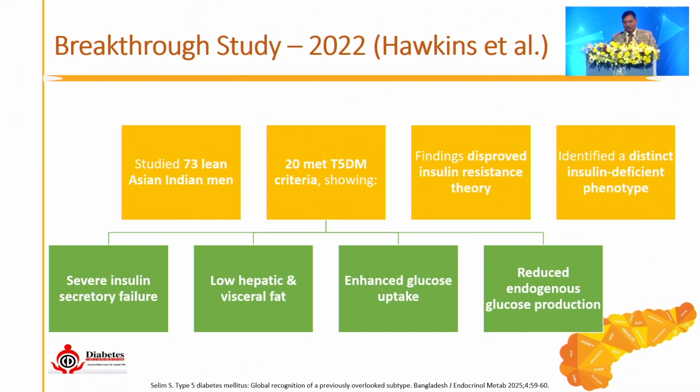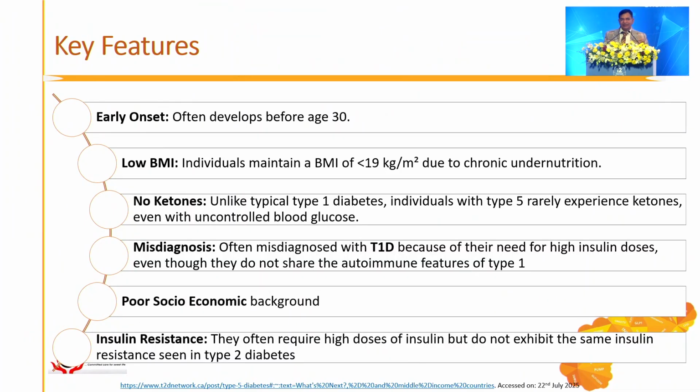This is again Hawkins' data, which looked at around 73 lean Asian studies, of which 20 met the type 5 criteria, disproving the insulin resistance theory. So there was no insulin resistance. They have severe secretory failure, the beta cell secretory failure. They have low hepatic and visceral fat, and that is why they are possibly ketosis resistant, because they don't have enough fat to get converted into ketones. Enhanced glucose uptake and reduced endogenous glucose production. They still have a little amount of insulin.